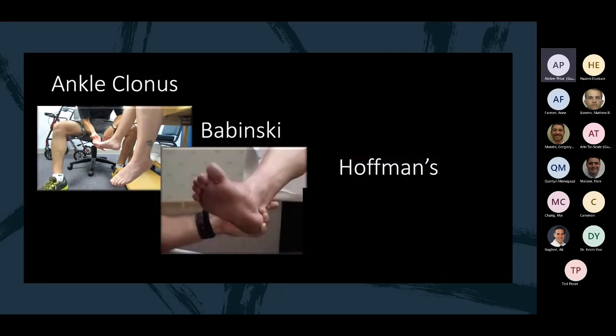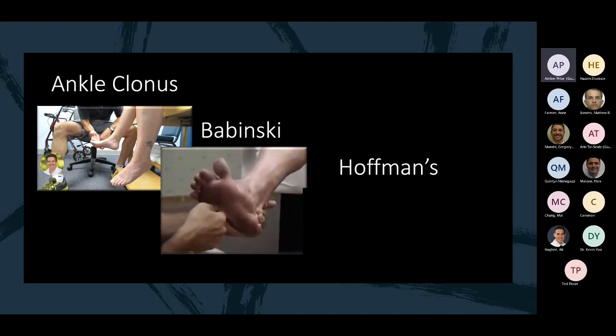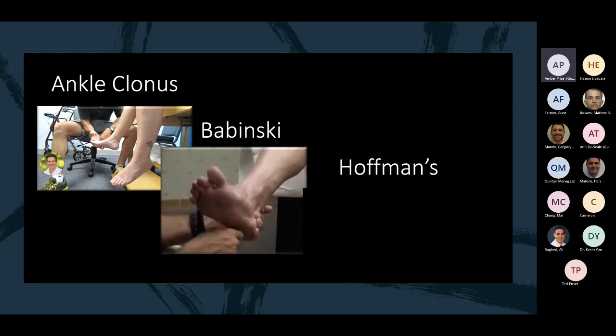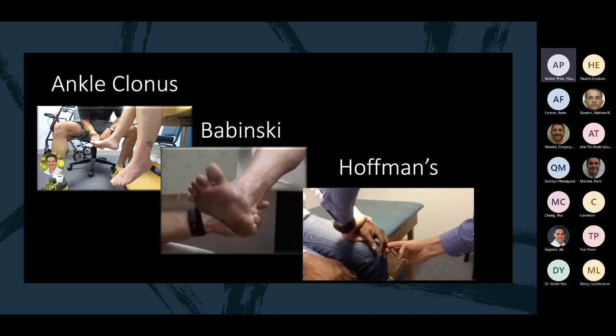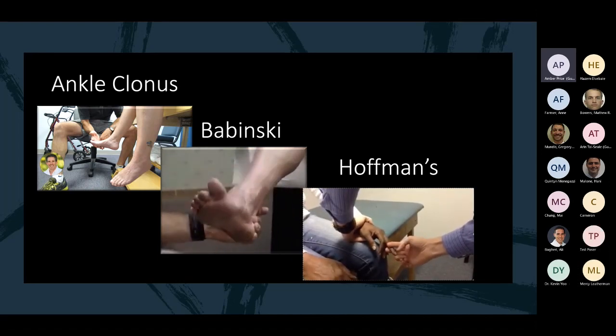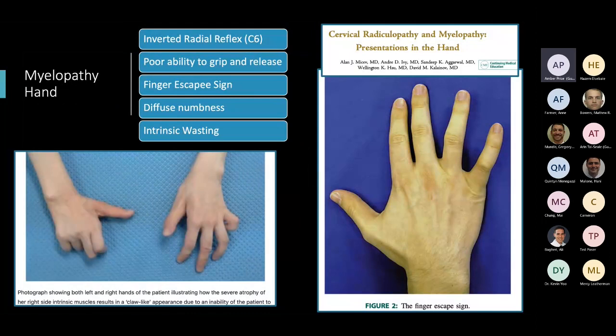So these are examples of these different findings. Greater than 3 beats of ankle clonus is considered a positive exam. Babinski testing: upgoing big toe with splaying of the lateral digits. And then a Hoffman's exam, with flexion of the index and thumb with stimulation of the DIP joint of the middle finger.